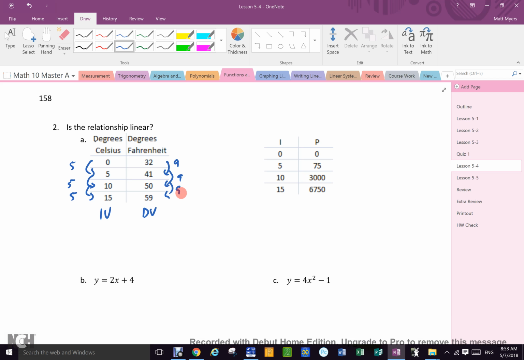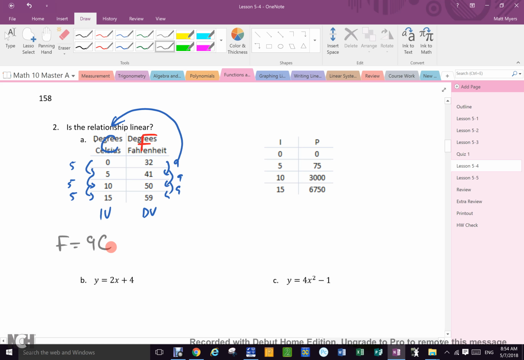Can you figure out the equation? It's tricky. I told you this number has to go over here, right? What letter would you use for IV? Because we don't want to use X and Y. C. And what letter would we use here? F. Okay. So the 9 has to go with the independent variable, right? So Fahrenheit must equal 9 Celsius, correct?